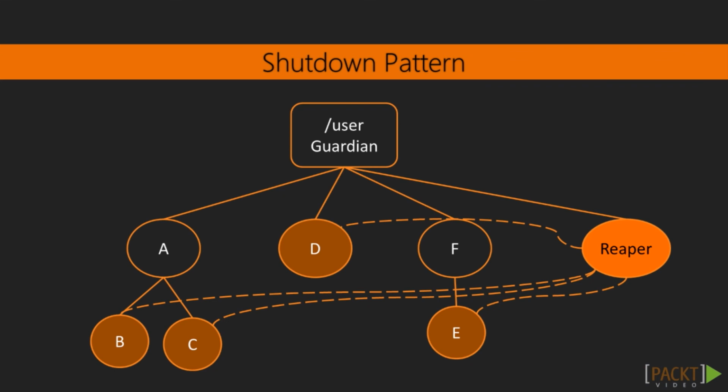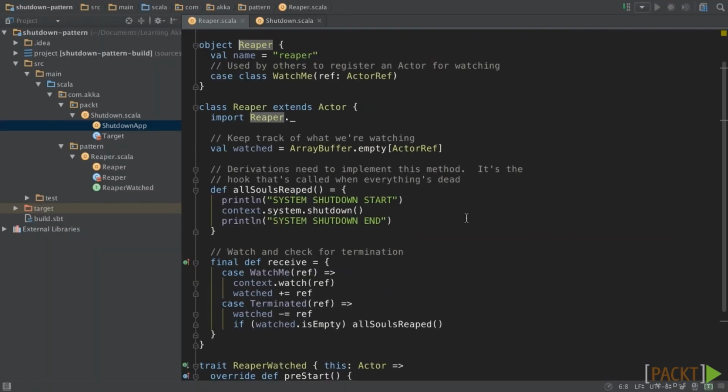The main concept of this pattern is a Reaper actor. Reaper is an actor that watches other actors, and when all actors have died, Reaper will shut down the actor system. Now, let's take a look at the Reaper implementation. Here is the Reaper object that contains the Reaper name and case class that represents the Watch Me message.